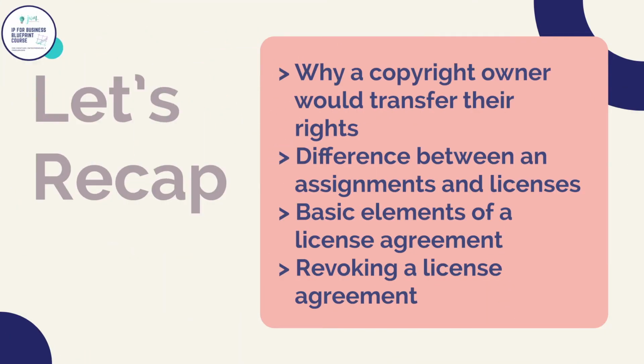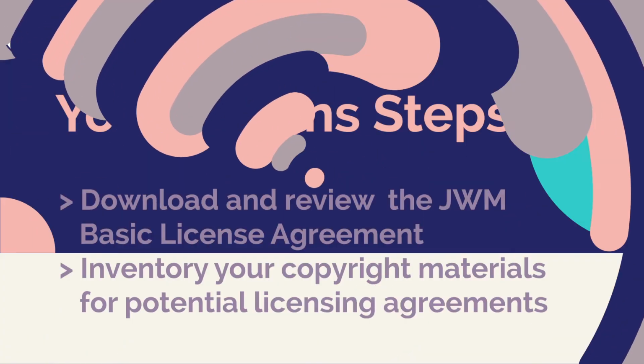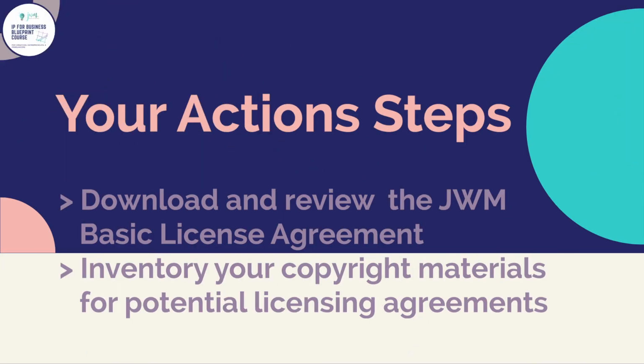So let's recap. We talked about why a copyright owner may consider transferring their ownership rights for profit through assignment or licensing, the difference between an assignment of rights and a license agreement, the basic elements of a license agreement, and revoking a license agreement. Your action steps for this lesson are to download and review the JWM Basic License Agreement. I want you to take inventory of your copyrights and think of ways that you could potentially transfer some or all of your rights for another stream of income.